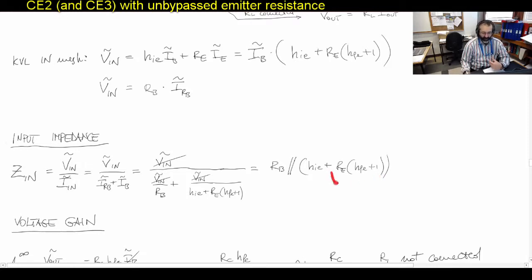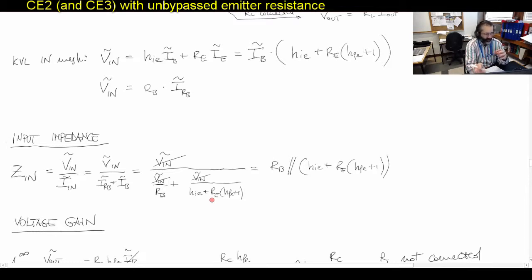The interesting thing is that now the emitter resistance appears in the input port, amplified in its intensity by a factor of effectively HFE. And that's interesting. We had seen this before, last week, when we were dealing with the DC biasing of the BJT circuit in common emitter.